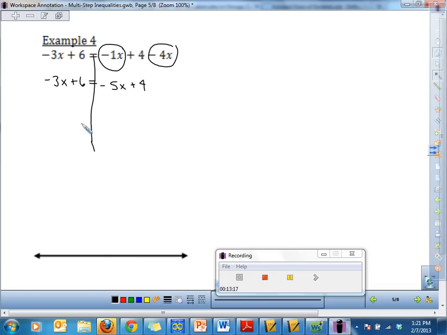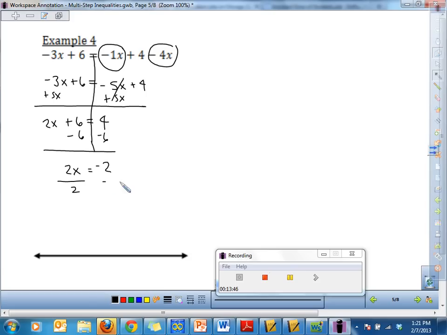Both sides are now simplified. I'm going to go ahead and solve for x. I'm going to bring my 5x over, combining my x's on both sides. Negative 3x plus 5x gives me positive 2x. Bring down my plus 6. This cancels and I'm left with 4. I know that I need to solve for x, so I'm going to get rid of my plus 6 first. So I have that 2x is equal to 4 minus 6, which is negative 2. I'm going to go ahead and divide both sides by 2, and I get x is equal to negative 1.